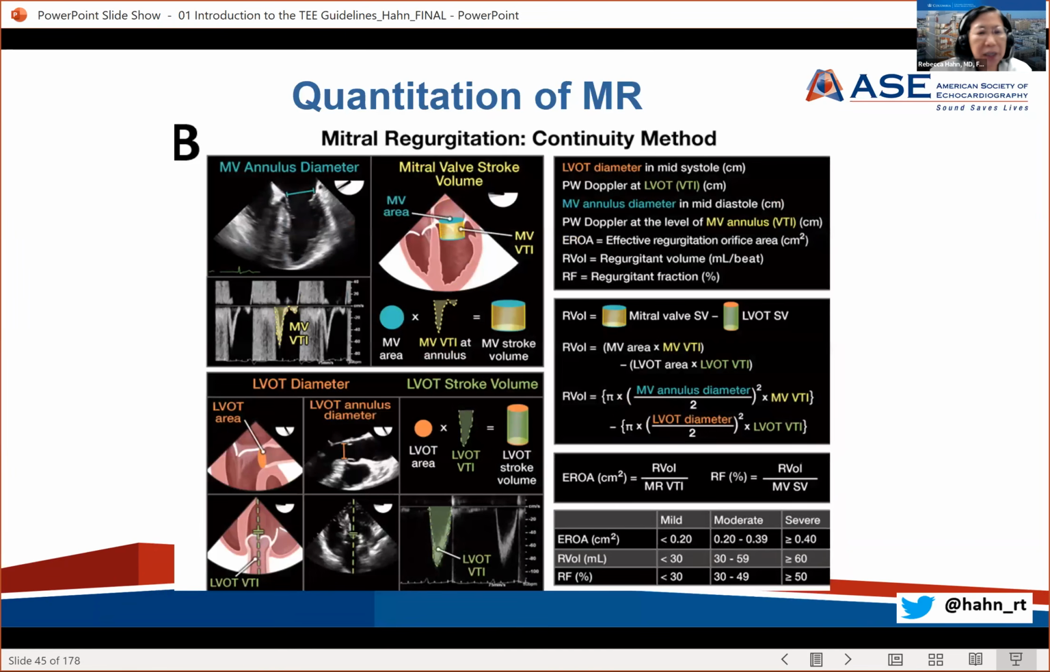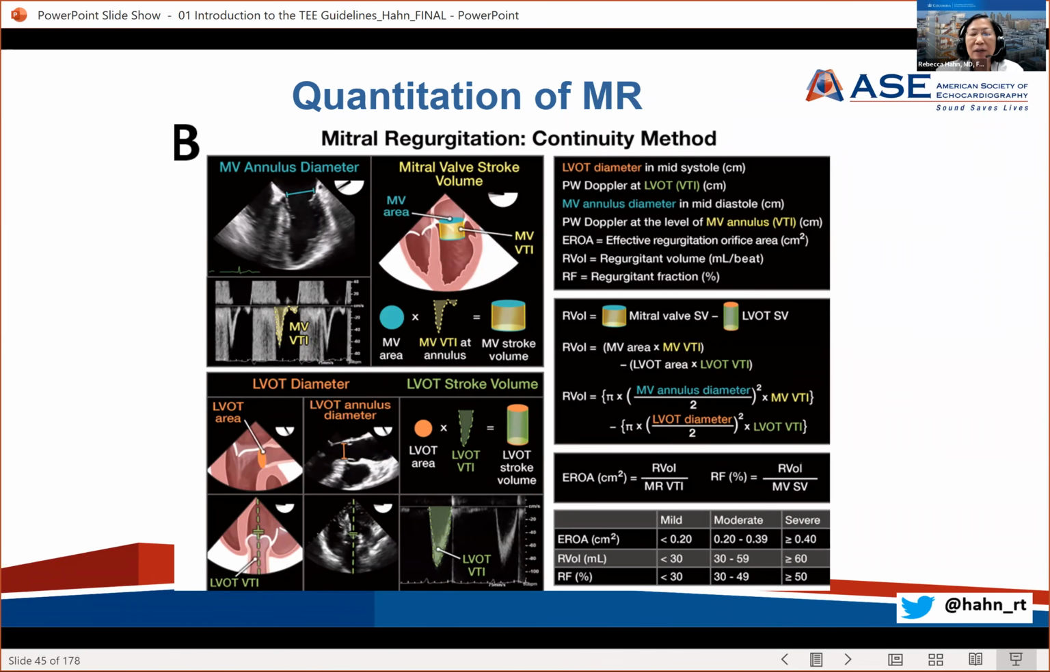Now, for quantitation of mitral regurgitation using what I call quantitative Doppler, or the continuity method, we're going to be calculating the diastolic stroke volume across the mitral valve and then subtracting some forward flow. So we already discussed that it could be aortic, it could be LV outflow tract, or it could be RV outflow tract. But in order to calculate the diastolic stroke volume, we want to measure the annular area.